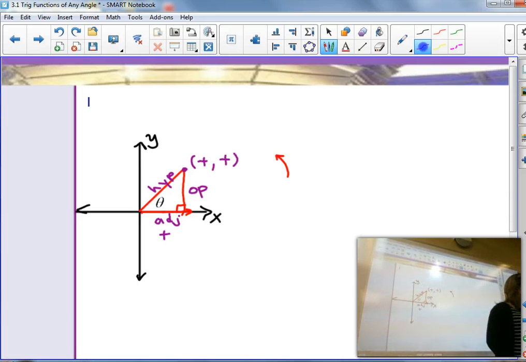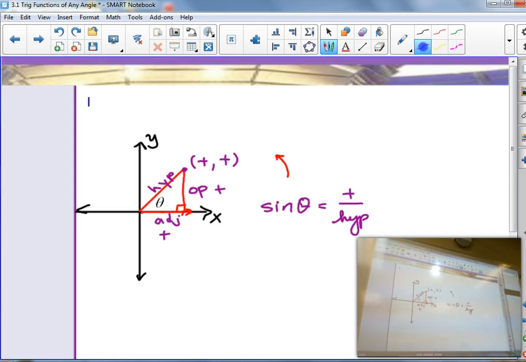Just like we looked at when we did our quadrants. So that means the adjacent side is positive, and the opposite side is positive. So if I were to find the sine of theta, it would be a positive number over the hypotenuse, which we're going to visualize as always being positive because it's the length of that side, and length is always positive. We don't have negative distance. We only have positive distance.